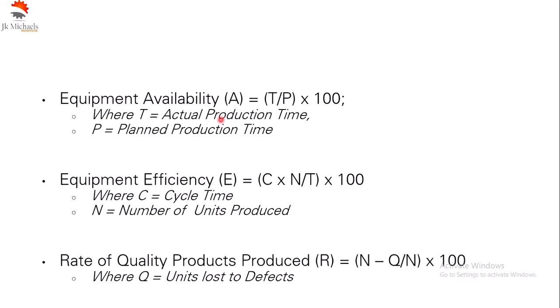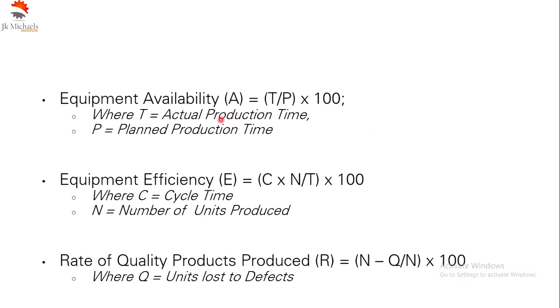Now, we also have efficiency, right? People call this efficiency, some will call it performance. We have availability, we have performance or efficiency, and then we have quality. Now, efficiency would be cycle time, which is our production cycle time, multiplied by the number of units that are produced, and then we'll divide that by the actual production time, T, right? And when we are able to do this, we have been able to figure out our efficiency.